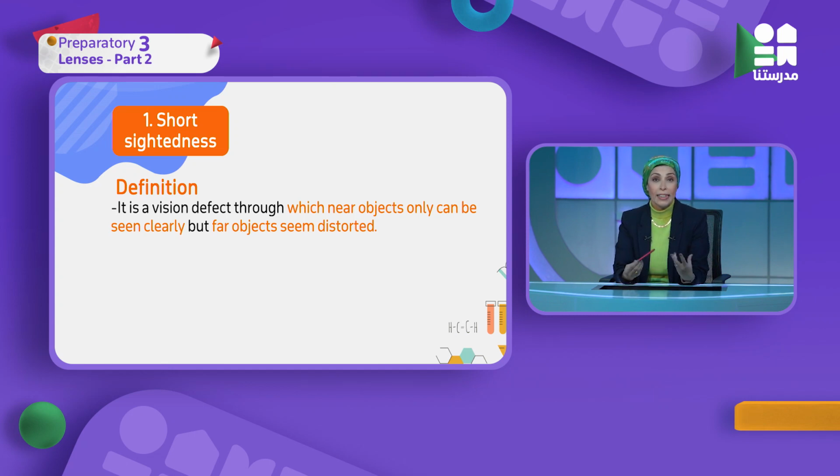I have a defect, it's not a disease, called short-sightedness. So what's the definition of it? It's a kind of defect in vision in which we can see near objects clearly, but far objects we see distorted. What's meant by distorted? It means unclear, I see it but it's not clear, not focused very well. Let's go and see why we see the far object image distorted.